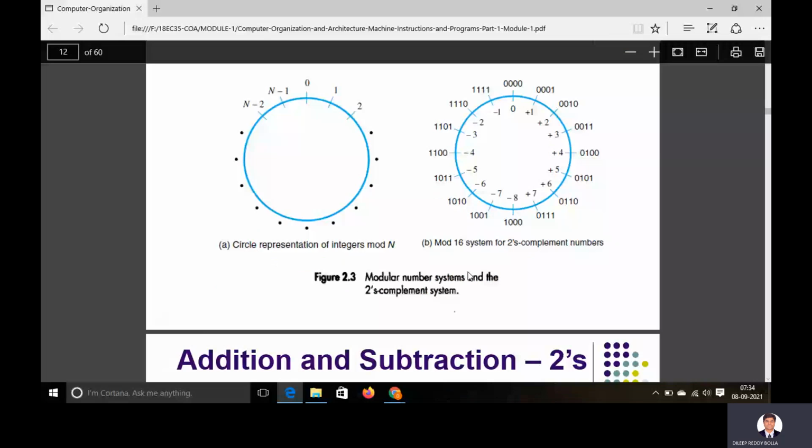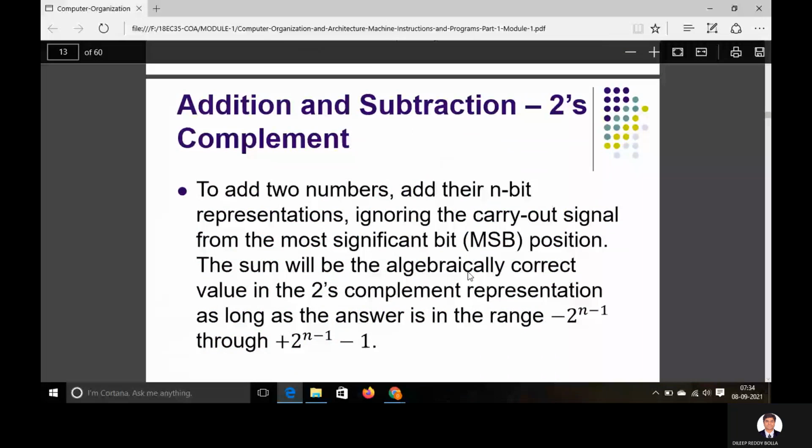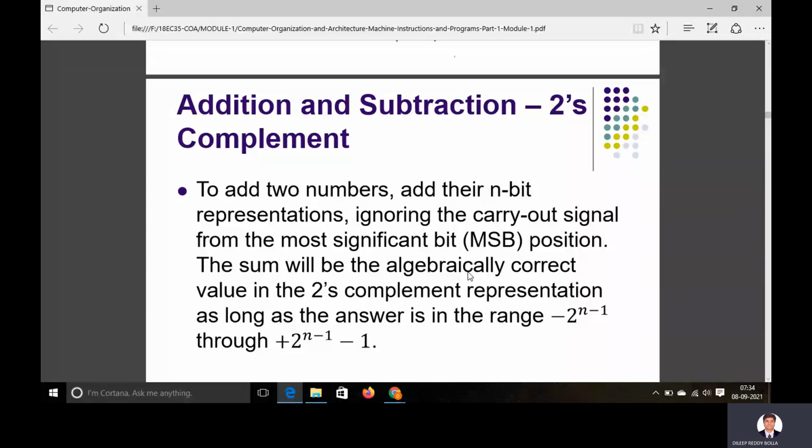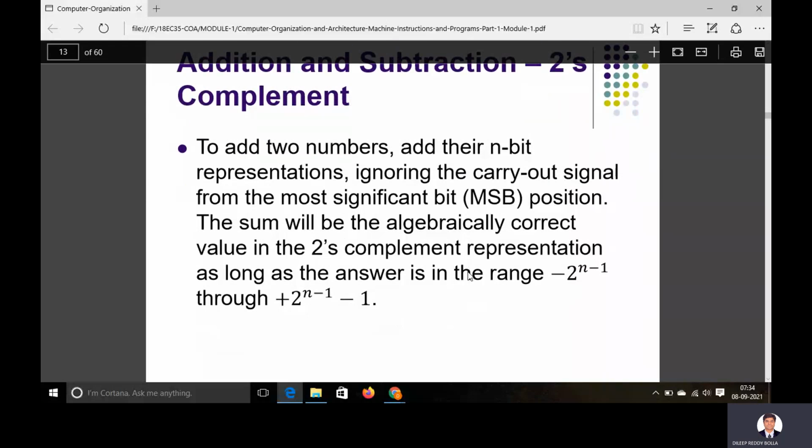Now let us try to do the addition and subtraction using the 2's complement technique. How do we do that? Let us see. To do addition or subtraction, we need two numbers. Let us take two numbers and try to add them, both represented by n bits. Let us say the first number is 4 bit and the second number is also 4 bit. Let us assume that and do the addition. In this process, we ignore the carry out that we get in the MSB position. That is not significant here. We carry out the addition without considering the carry out of the MSB.